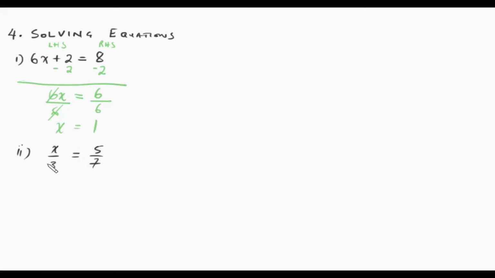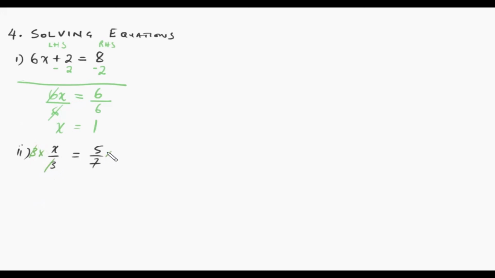Solve. So if they say solve, that means they want you to find x. Okay. So how do you find the x here? What you do in this situation is, x has been divided by 3. So to eliminate the division by 3, we just multiply by 3. So we'll say multiply by 3 so that this 3 cancels this one.